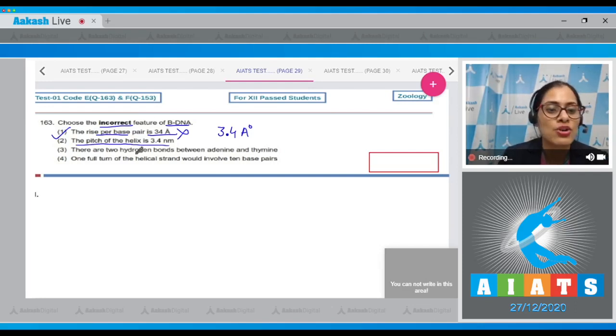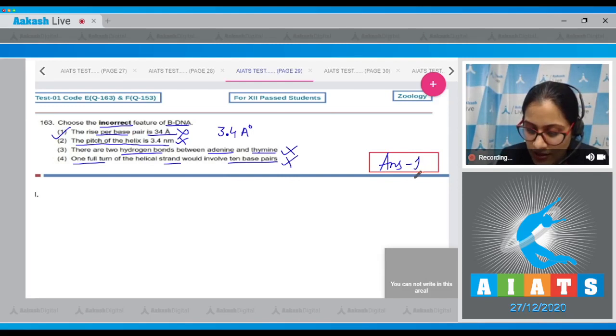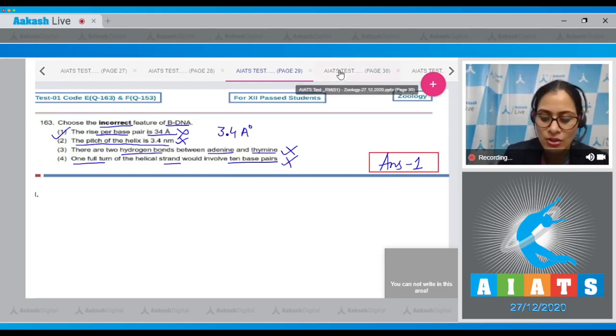Next option is the pitch of the helix is 3.4 nanometer. This is a correct feature, so this cannot be a correct answer. The next statement says there are 2 hydrogen bonds between adenine and thymine is a correct statement, so cannot be a correct answer. There are 3 hydrogen bonds between guanine and cytosine and 2 hydrogen bonds between adenine and thymine. The last statement says 1 full turn of the helical strand would involve 10 base pairs is also a correct statement, so cannot be a correct answer. So the correct answer to this question is option number 1. Let's move on to the next question.